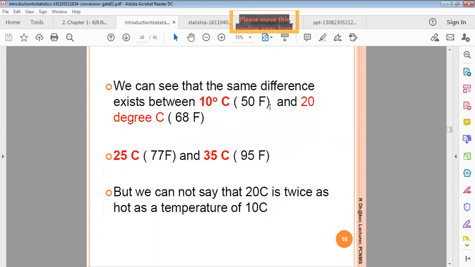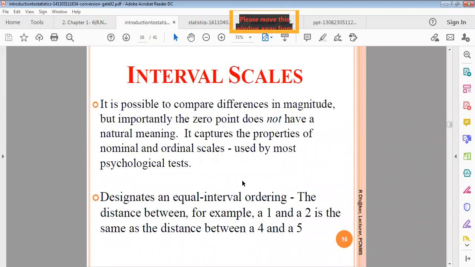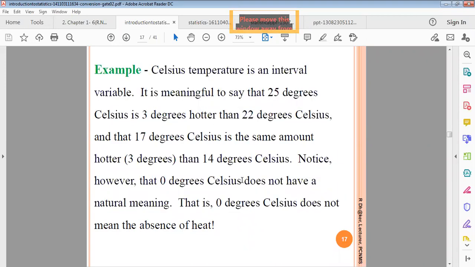Suppose in temperature, 10 degrees means what? 50 Fahrenheit. 20 degrees means 68 Fahrenheit. So another temperature, 25 degrees Celsius, 35 degrees Celsius. But we cannot say that 20 degrees Celsius is twice as hot as a temperature of 10 degrees Celsius. 20 degrees Celsius and 10 degrees Celsius doesn't mean twice. Okay, the difference between temperatures. This is actually the interval scale example.